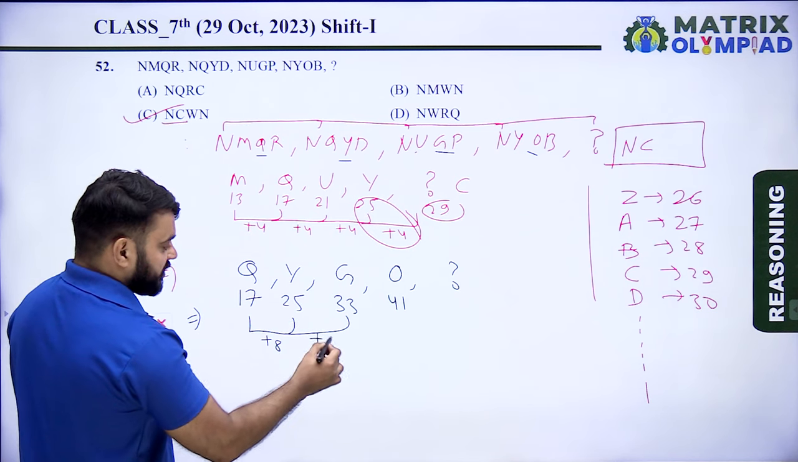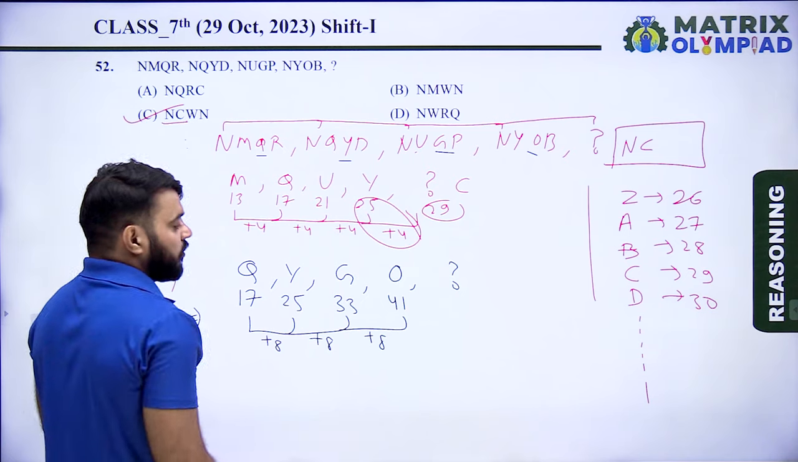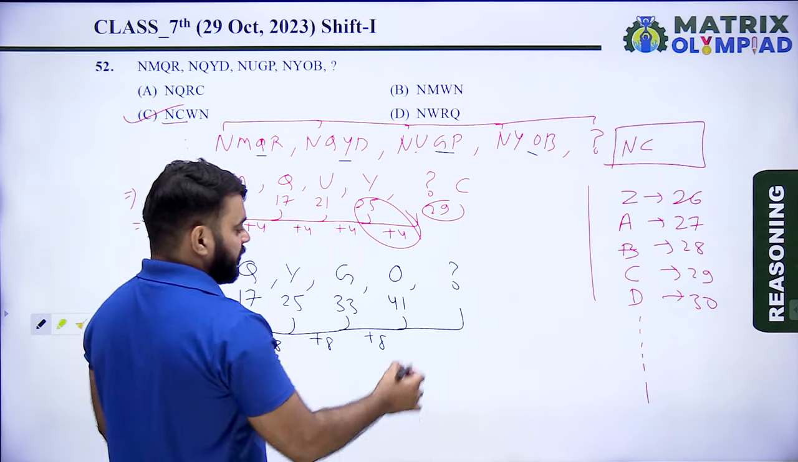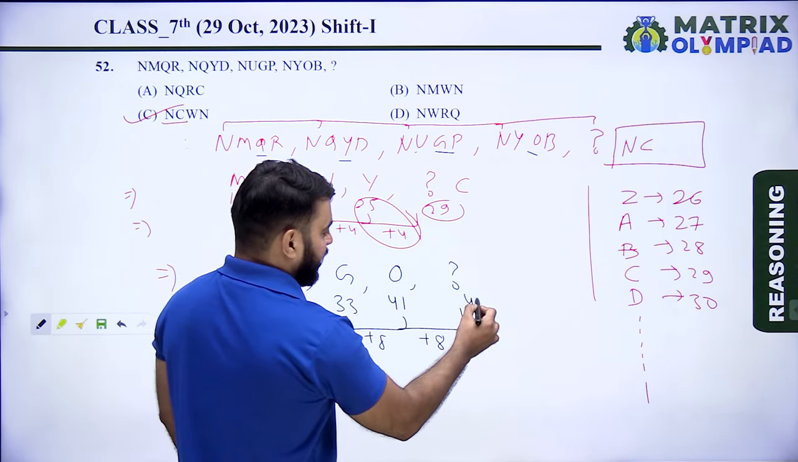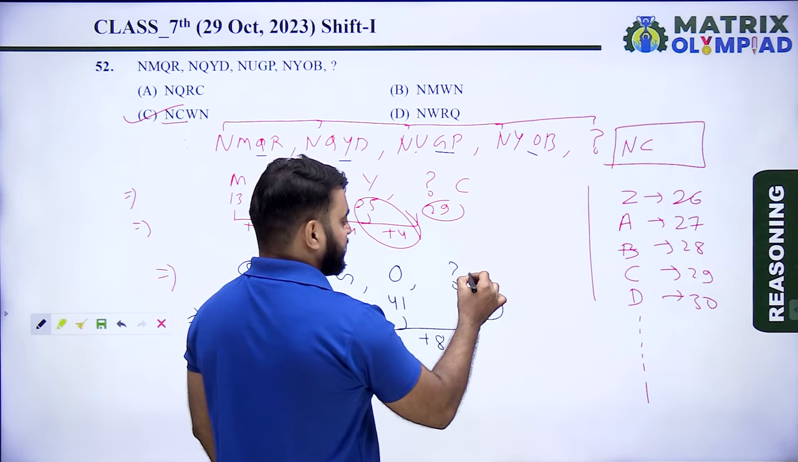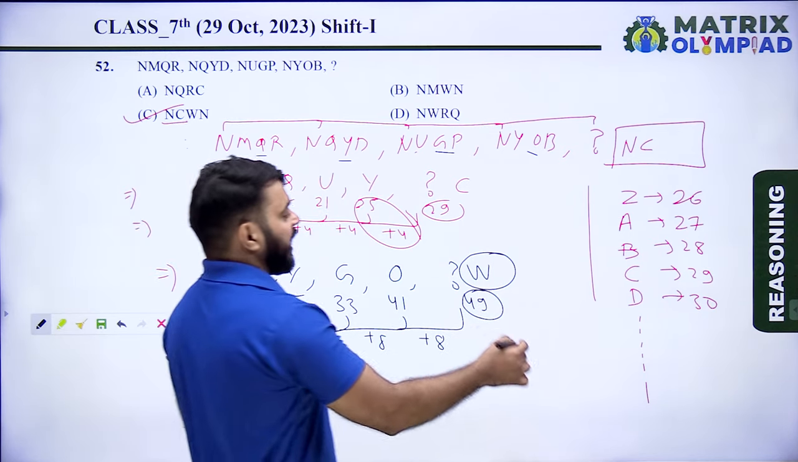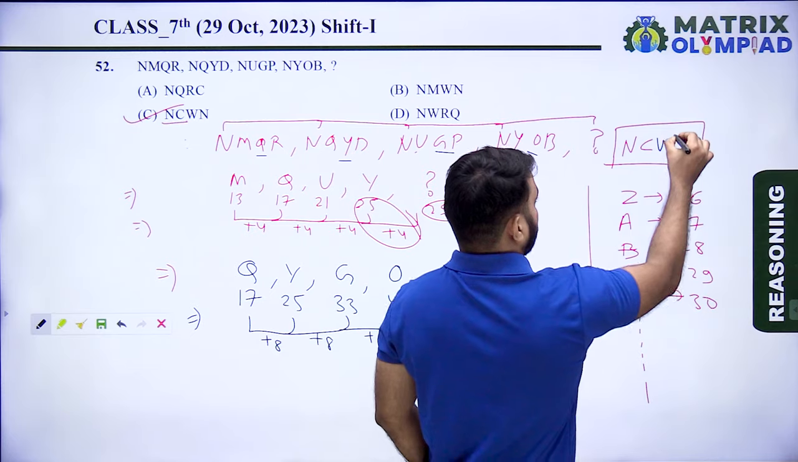Now 25 plus 8 is 33. Similarly, 33 plus 8 is 41. Now 41 plus 8 is 49. So 49 is after 26, and the position of W is 49. So the third alphabet of the missing term is W.